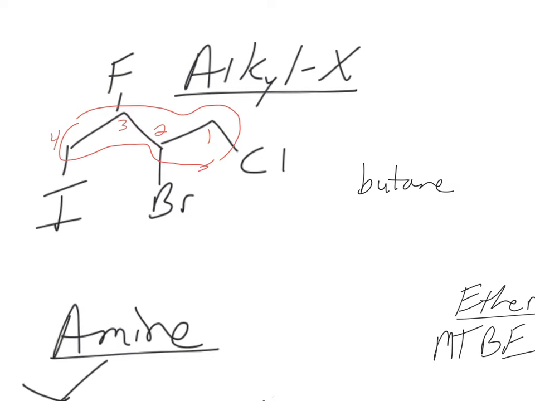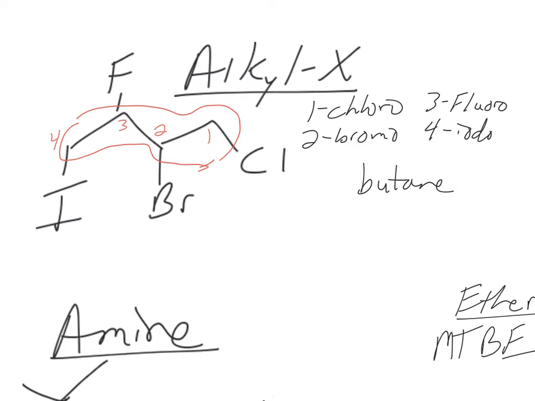We have a 1 chloro. We have a 2 bromo. We have a 3 fluoro. And a 4 iodo, right? Now we just got to put them in alphabetical order. Not by the order of the numbers, alphabetical order. So what would the alphabetical order be? 2 bromo, 1 chloro, 3 fluoro, 4 iodo, butane. Make sense?